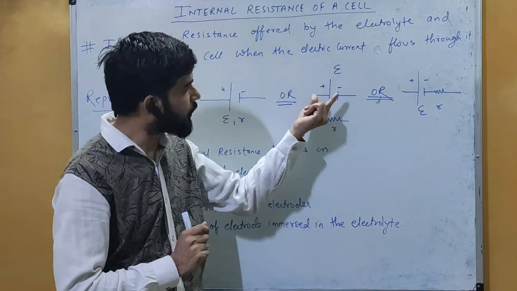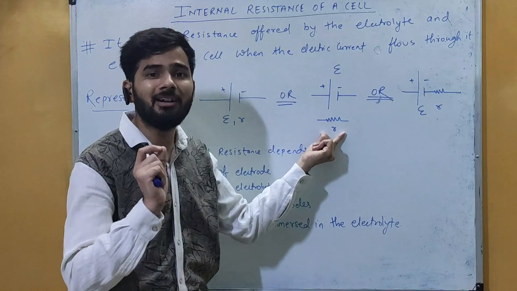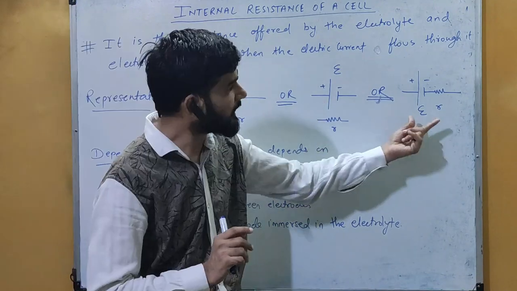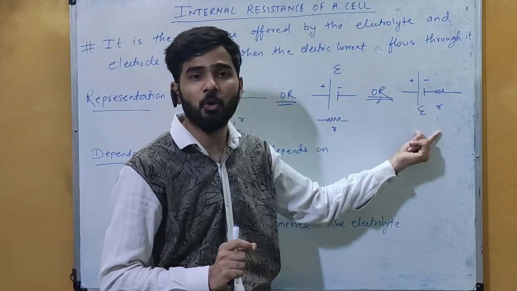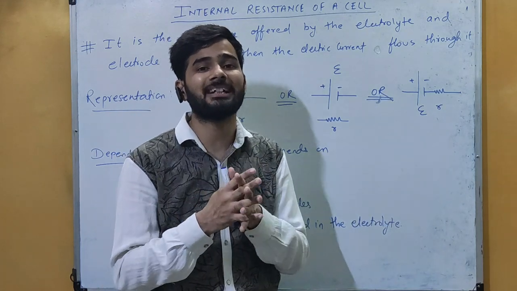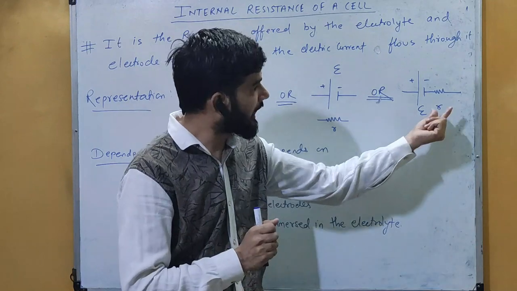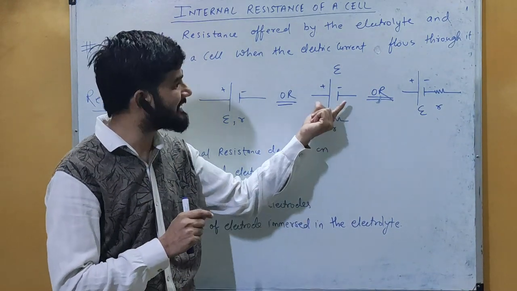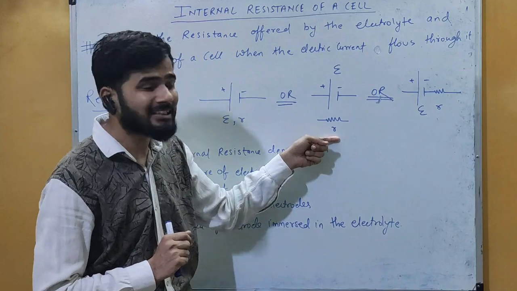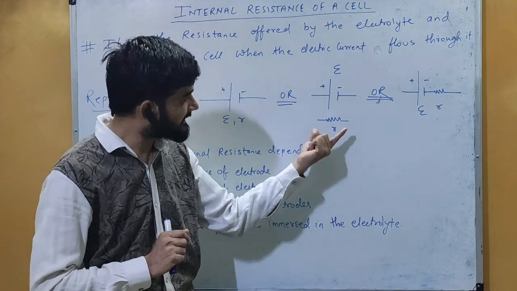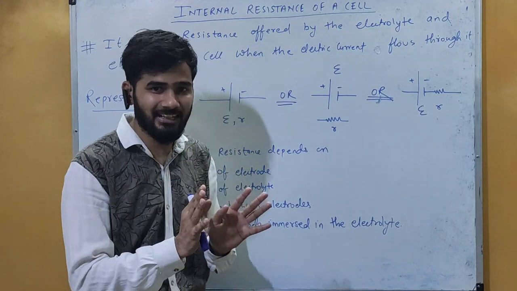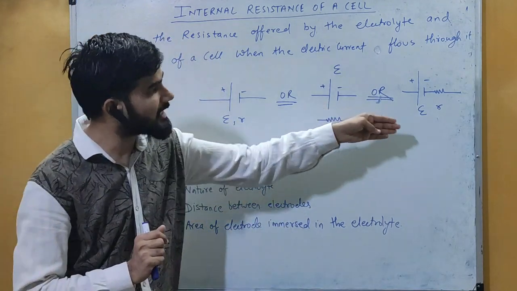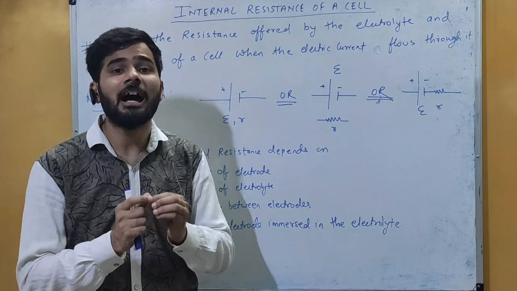In the second diagram, along with this cell of EMF E, we draw a small resistance below the cell. This represents the internal resistance of the cell. We can also draw a small resistance in series with the cell, because the internal resistance is always connected in series with the cell. So either you can represent it directly with a small resistance connected here, or you can draw it without connecting the resistance to the cell. Here it does not mean that the EMF E and R are in parallel. No, it's simply a small resistance which is not connected; it represents the small resistance in the cell of EMF E. So these are the three ways by which we can represent an internal resistance along with the EMF E of a cell.